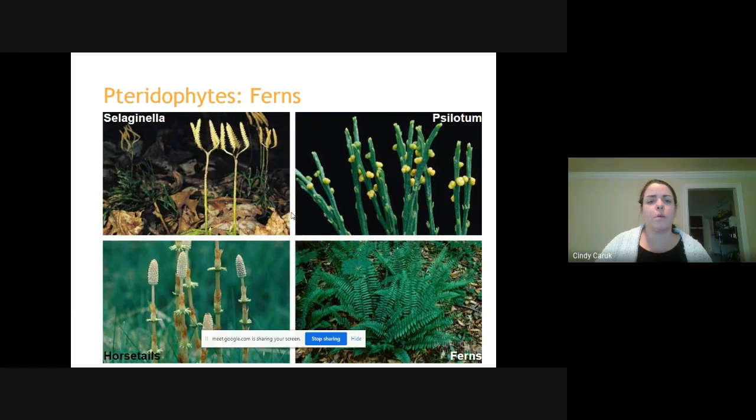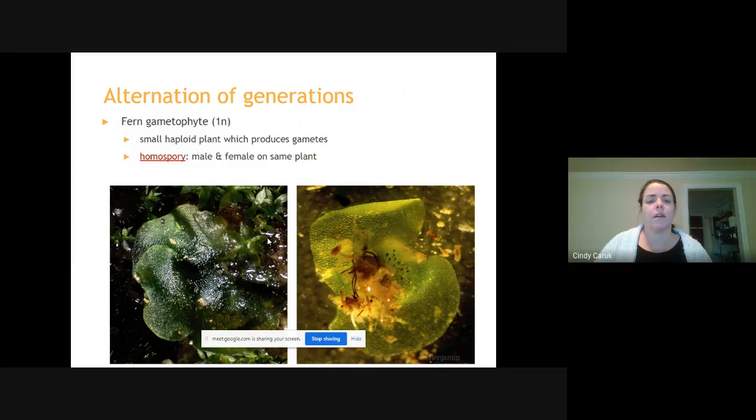All right, so these you've probably seen, these grow in our area, and then the typical fern that grows in our area, and I've even seen some that look like this. Right, so there's a number of different types of ferns. Right, and here's the prothallus, the gametophyte generation, and it's a small haploid plant. It's producing the gametes. Okay, so the male and the female are in the same part of the plant, and that's why it's called homospory. If they were in different plants, it would be called heterospory.